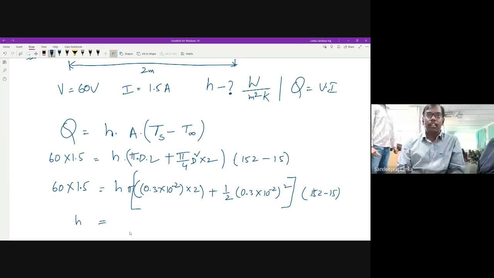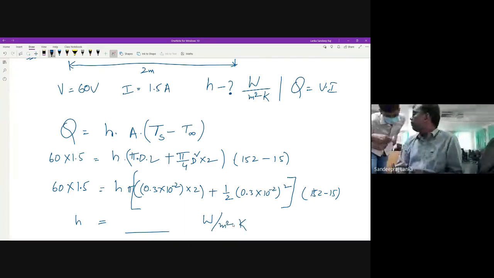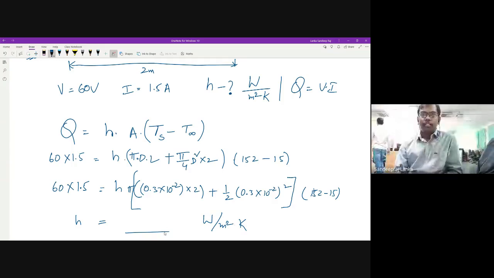Somebody please calculate the h value and please tell me, it is watt per meter square Kelvin. Please tell me that value. So please tell me what is this h value? Somebody please calculate and tell me. Rahul Kumar is saying that it is 32.48. Let me check it. So yeah, it is around 32 or 33.